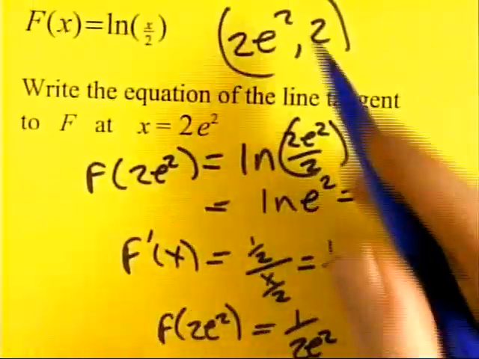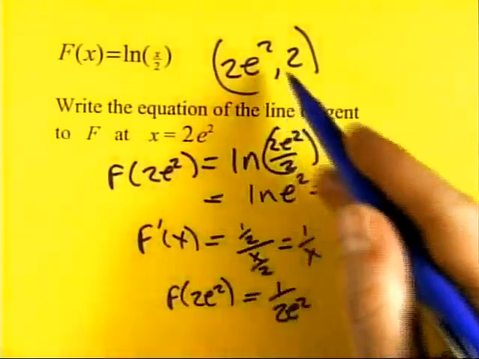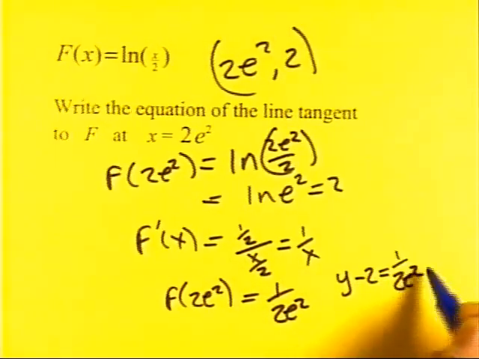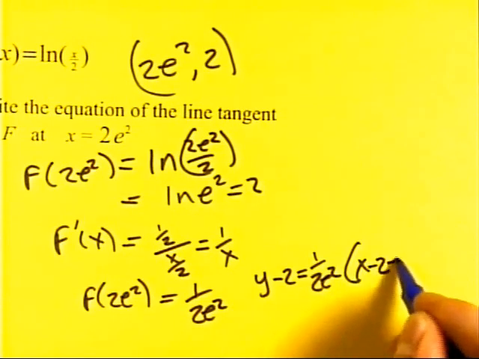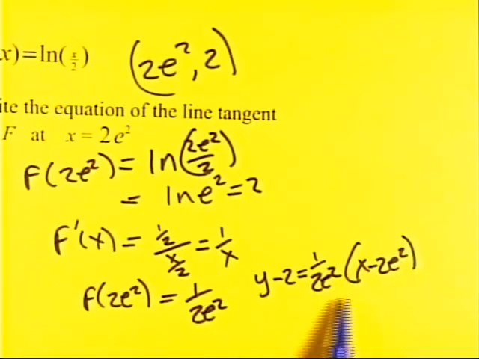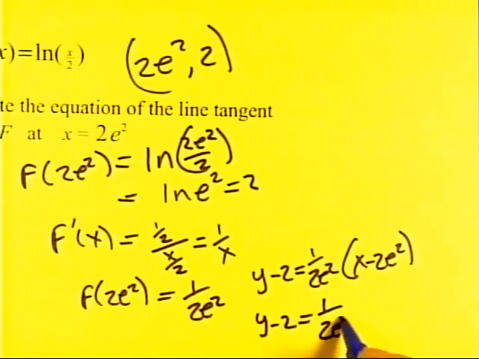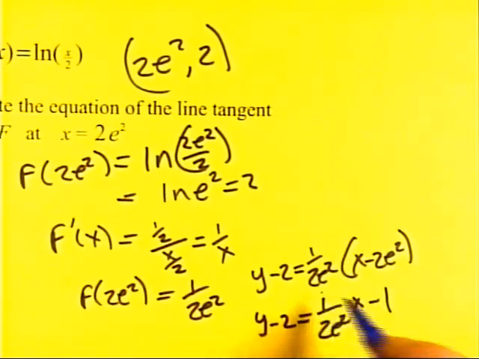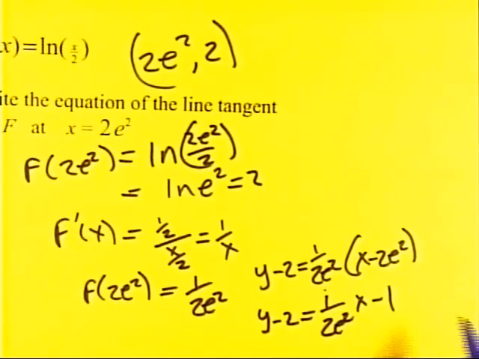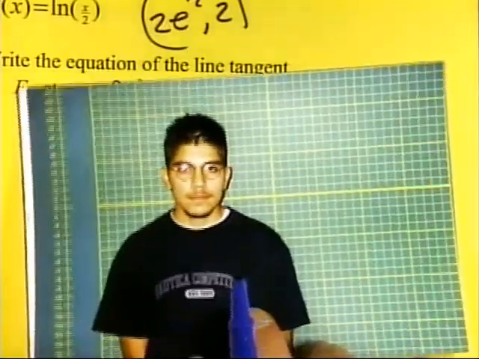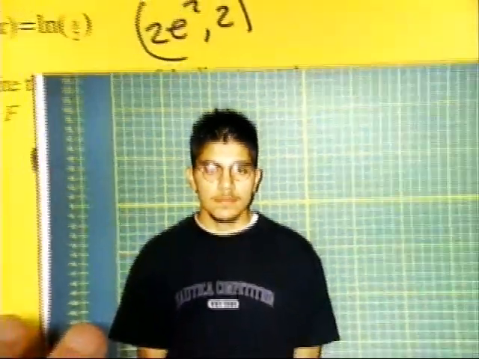So you have a point and a slope, so the answer would be y minus 2 is equal to 1 over 2e squared times x minus 2e squared, which would simplify to y minus 2 is equal to 1 over 2e squared x minus 1. And then you could add the 2 to both sides and you get plus 1. You see that, Rodrigo? There it is. What do you think about that, Rodrigo?